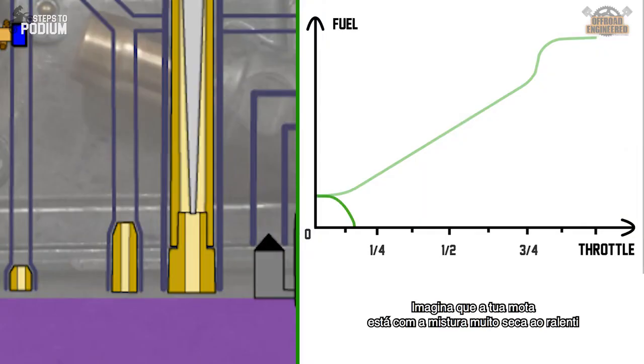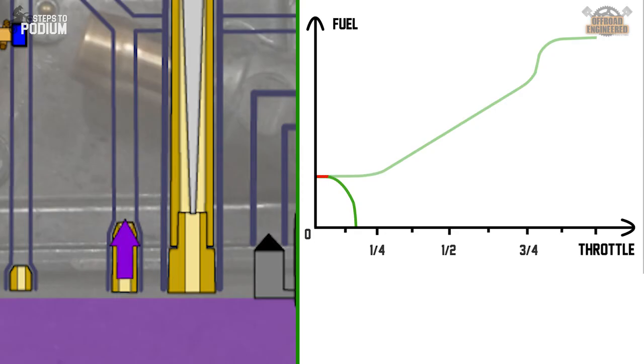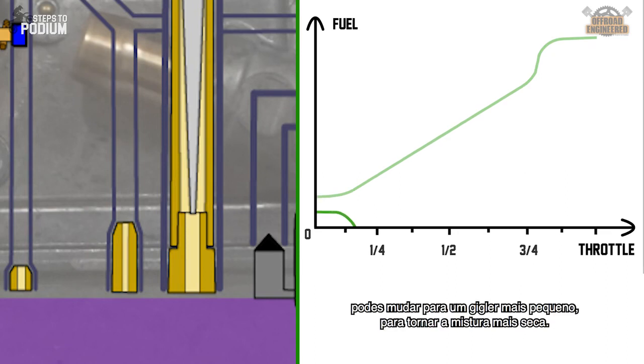Let's say your bike is running too lean on idle, or that it's stalling easily at little over idle, and you have set the air adjustment screw already too much in. Changing to a bigger idle jet will do the trick. If the opposite happens, you can change to a smaller idle jet, leaning the mixture out.